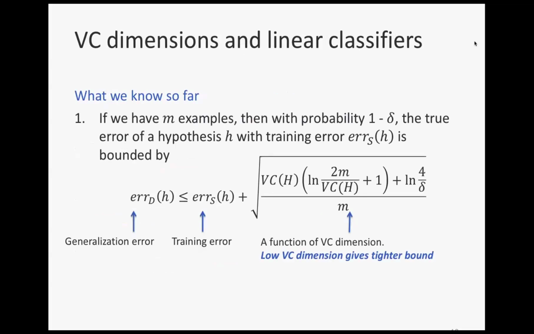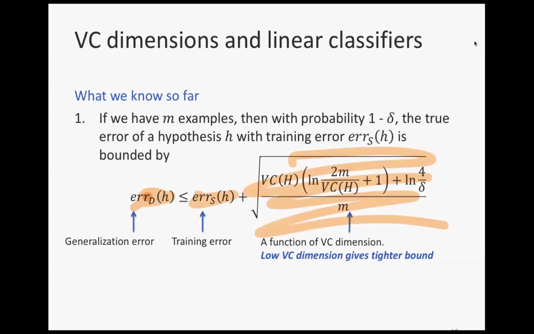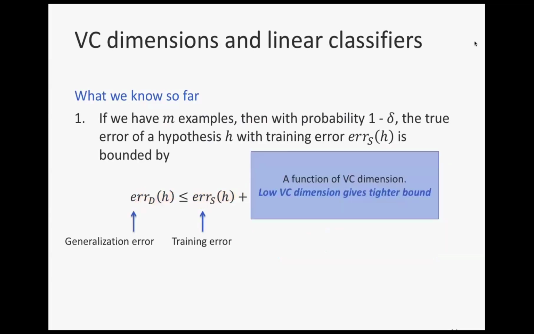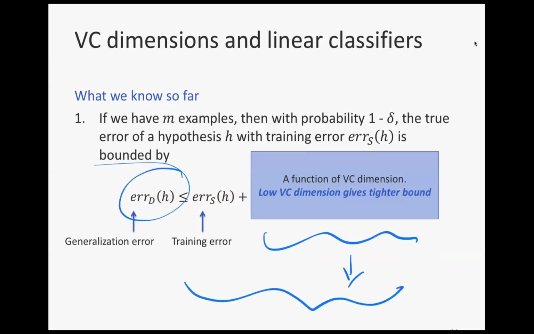We've seen this idea that if we have m examples, with high probability, there's some hypothesis h for which the generalization error is bounded by training error plus something here. We don't really care about what that thing is, so let's just put it in a box. The generalization error is bounded by training error plus some expression of the VC dimension. And what we know is lower VC dimension makes the thing in the box small, which makes this whole thing small, which means this thing gets smaller.